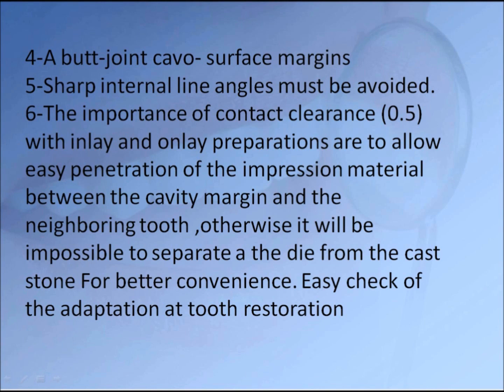Number 5. Sharp internal line angles must be avoided. Number 6. The importance of contact clearance: 0.5 mm with the inlay and onlay preparation is to allow easy penetration of impression material between the cavity margin and the neighboring tooth. Otherwise, it will be impossible to separate the die from the cast stone. For better convenience, easy check of the adaptation of the restoration to the tooth.